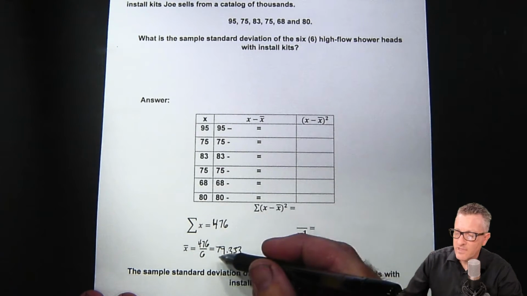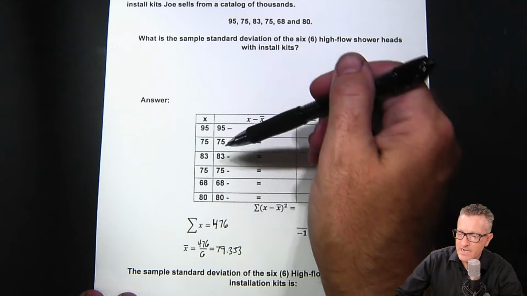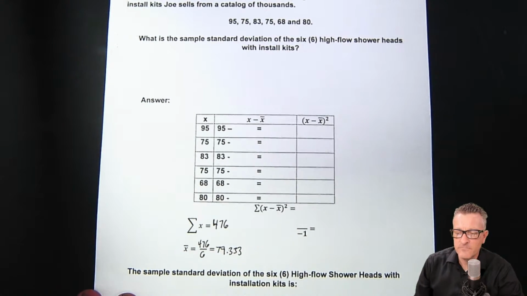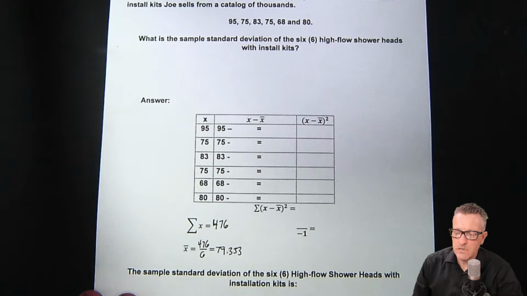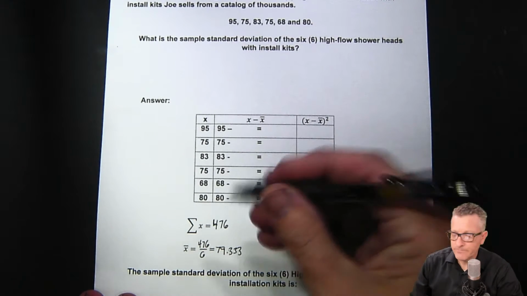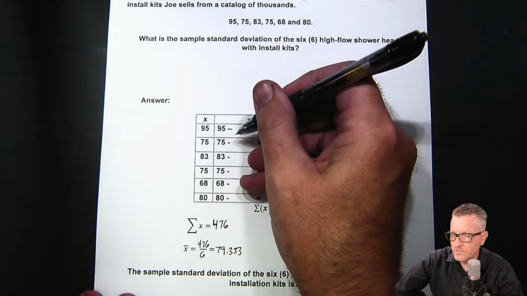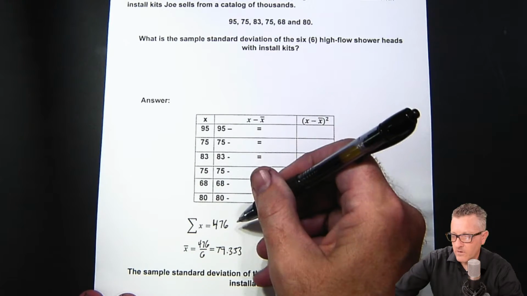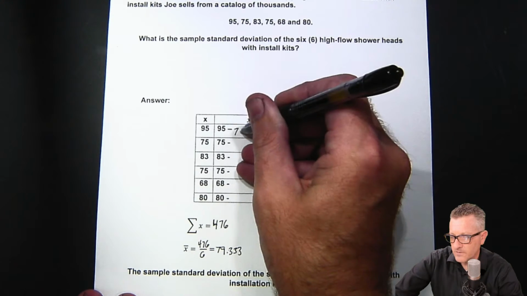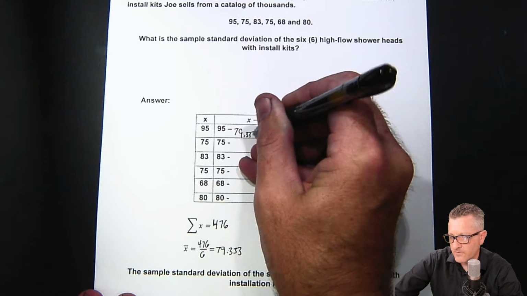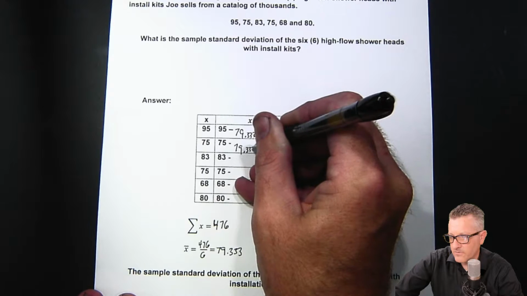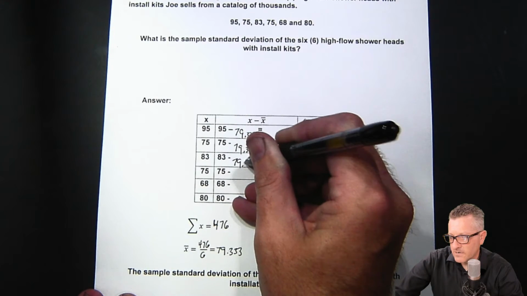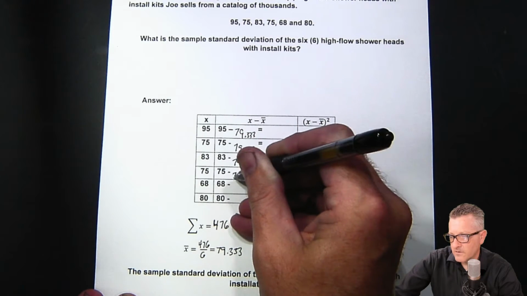So it's important that we get this right because we're going to subtract it from each observation, and that's the beginning of figuring out how much of a deviation each observation is from the mean. So what we do is we put in, right here, we're going to subtract, and I'm just going to put it in real quick, 79.333, 79.333, 79.333.